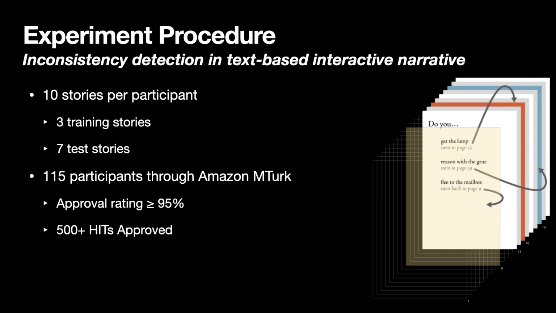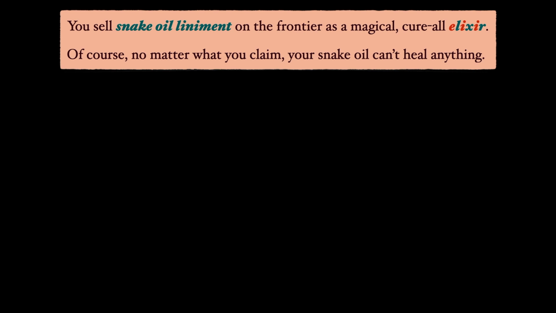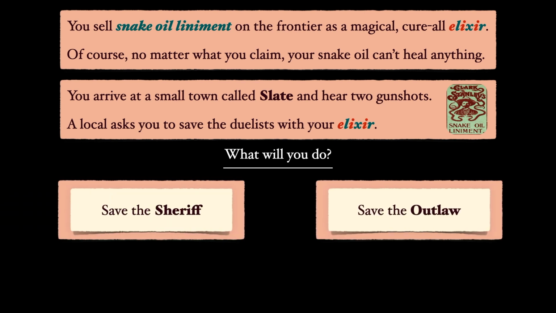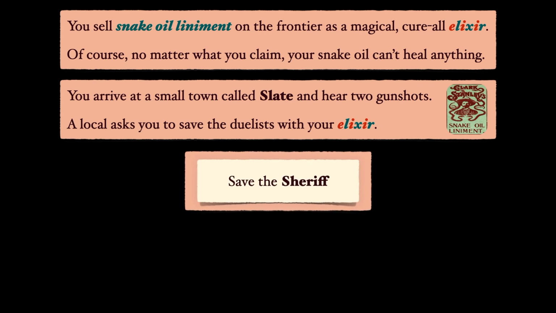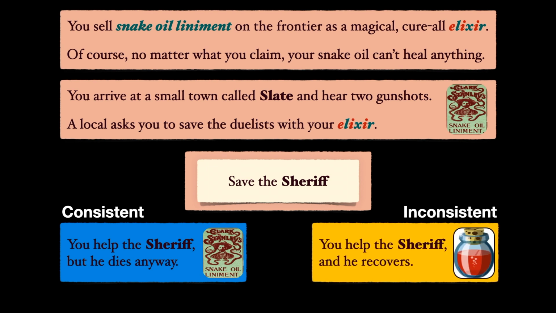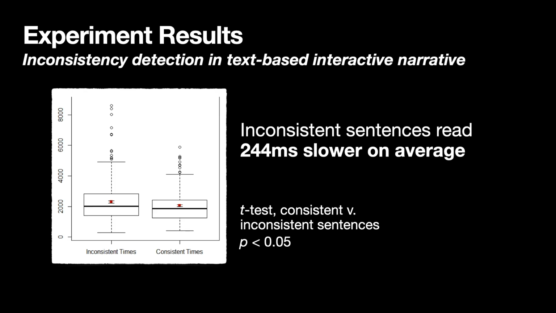We recruited 115 participants from Mechanical Turk to read 10 stories apiece. The stories are all set in the Wild West and create an expectation about the outcome of a choice the player will make. For example, in one story the player is a snake oil salesman who knows their elixirs have no healing properties. A consistent outcome is their elixir does not heal people. An inconsistent outcome is their snake oil cures a gunshot wound. We find that consistent outcomes are read on average 244 milliseconds faster than inconsistent outcomes. This is evidence that players do notice when visible manipulations occur.